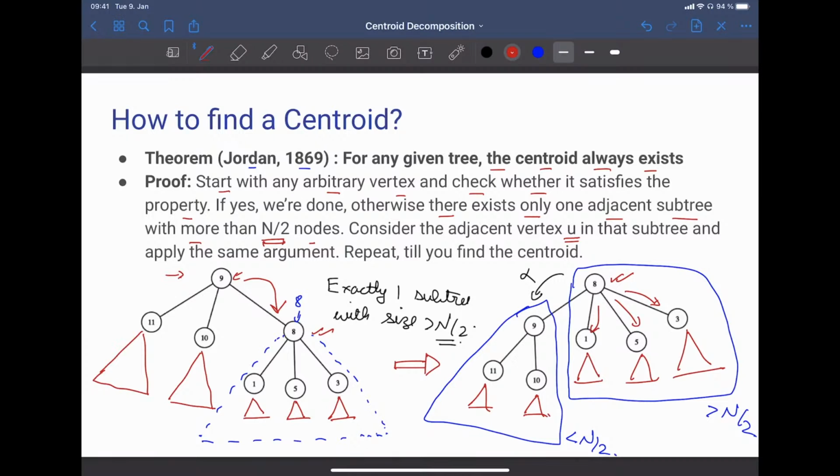And we apply the same argument. And what was the argument? Check whether node 8 is a centroid. If yes, we are done. If not, look at the adjacent vertices and look at the subtree with more than n by 2 nodes and recurse there. And the reason this works is that we can be sure that from the node where we came to the current node, we will never be going back again. Going back is not possible because the size of this whole subtree will always be less than n by 2.